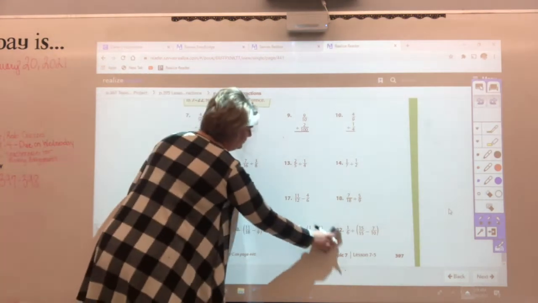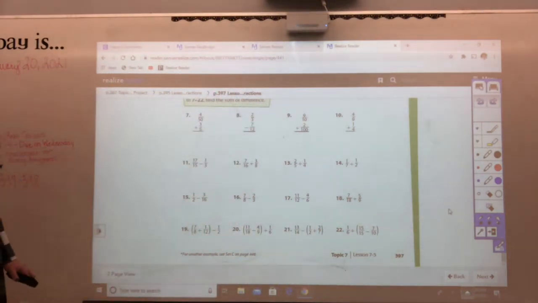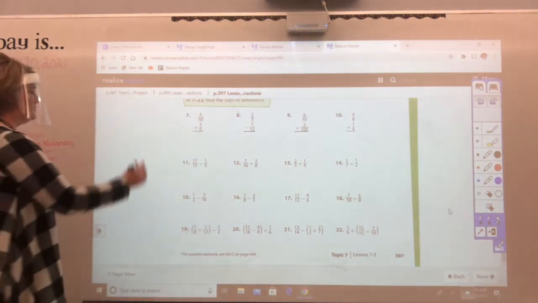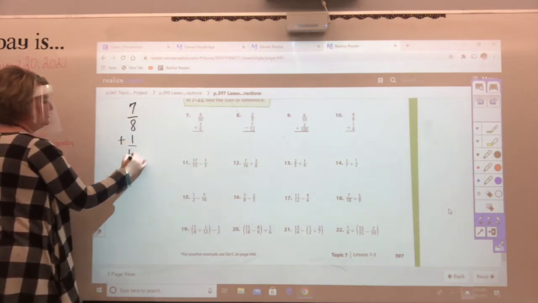Okay, you pick a number 3 to 22. 19. And this has parentheses, so we have to do parentheses first. So 7/8 plus 1/12.